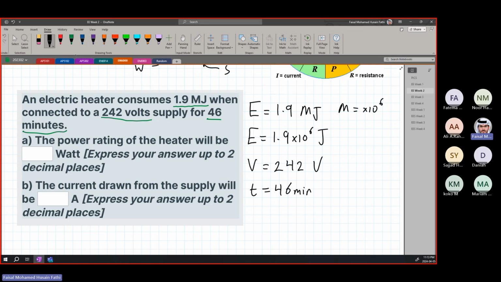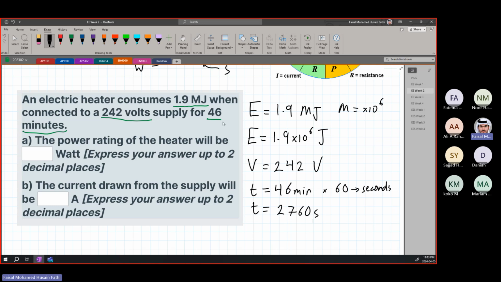Of course we have to convert the minutes to seconds. We must always convert to seconds. When converting to seconds we just multiply by 60, because a minute has 60 seconds. So 46 times 60 is 2760 seconds.